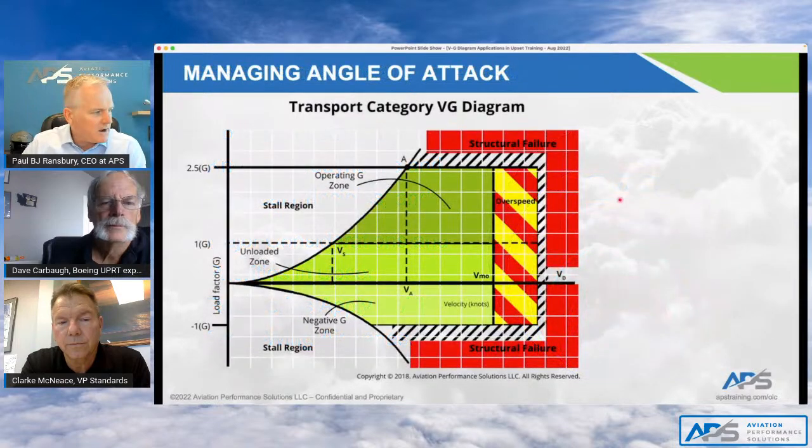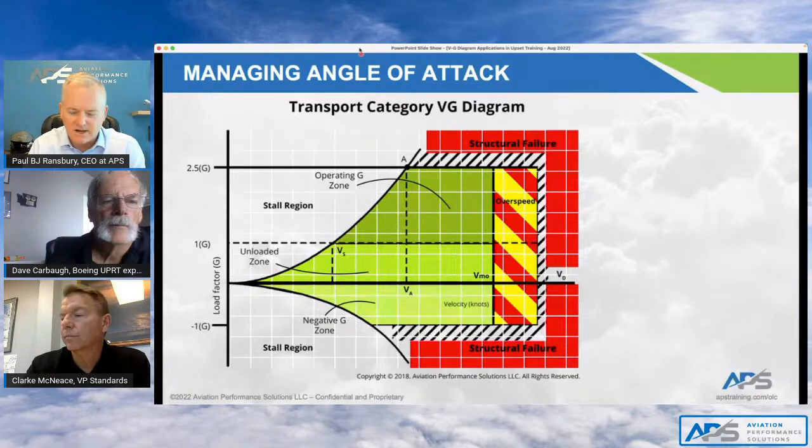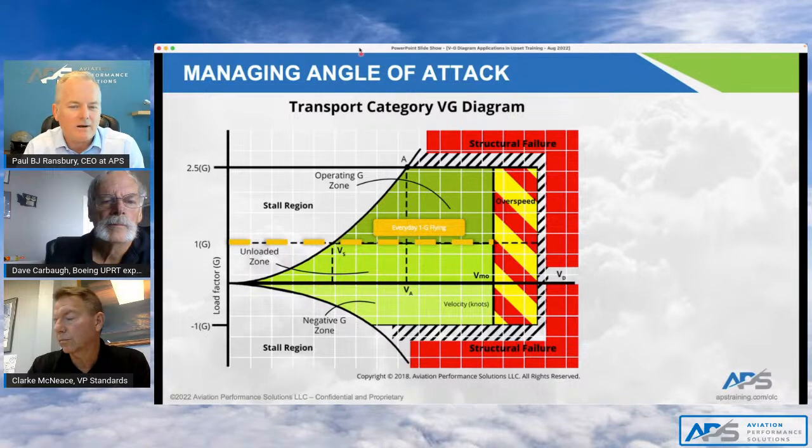Okay, folks, here's a transport category diagram. All right, so a little bit more complex. A few more lines going on, but at the end of the day, it's essentially communicating similar or the same concepts. So there's the 1G line. So yes, transport category airline pilots live along that 1G line. That's where it is in this representation. Over on the right now, we can see that VMO is now analogous to VNE, but to Dave's point, if you move to the right of that, you can start seeing VD, which is the overspeed region.